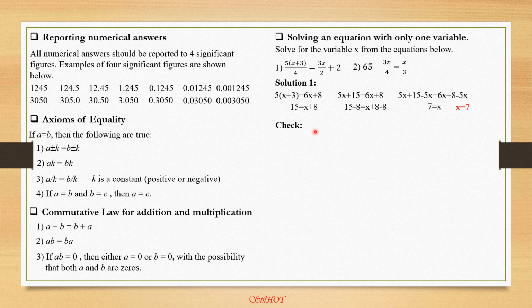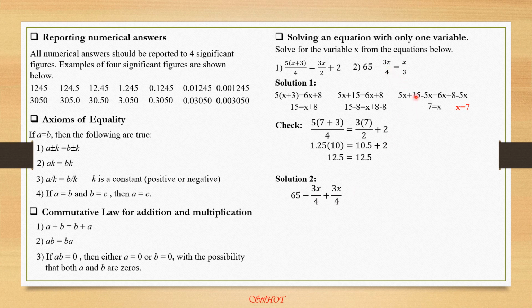Let's do checking, and you always do this to make sure that your answer will be correct. We have to substitute 7 in equation 1. So 5 times 7 plus 3 over 4 should be equal to 3 times 7 over 2 plus 2. This is 1.25 times 10. This is 10.5 plus 2 at the right side. So 1.25 times 10 is 12.5. 10.5 plus 2 is 12.5. So 12.5 equals 12.5. Then for the second problem, we have to add 3x plus 4 from both sides.